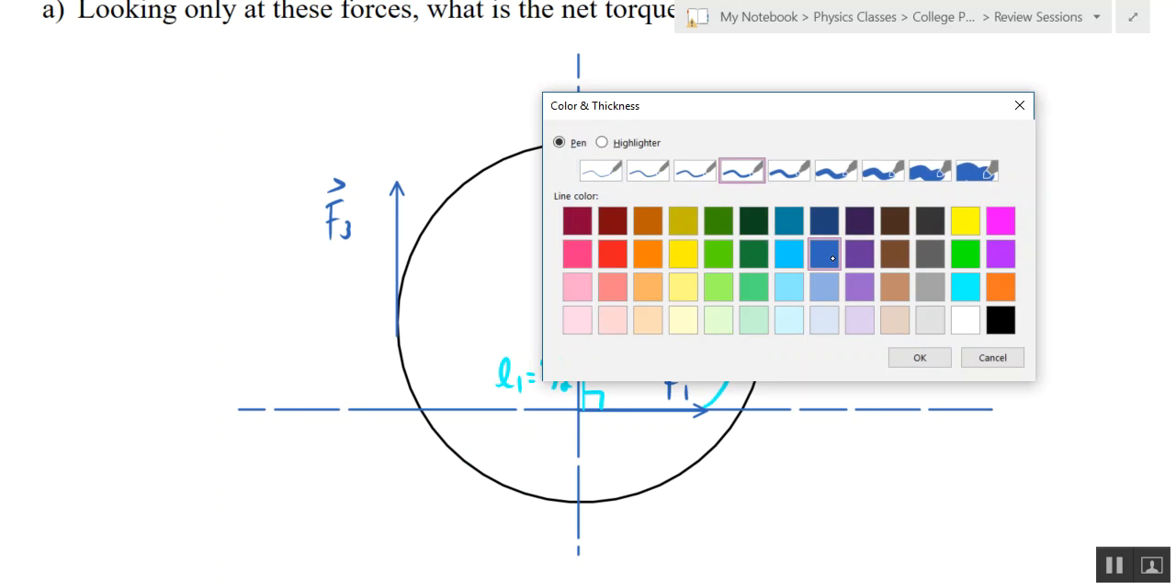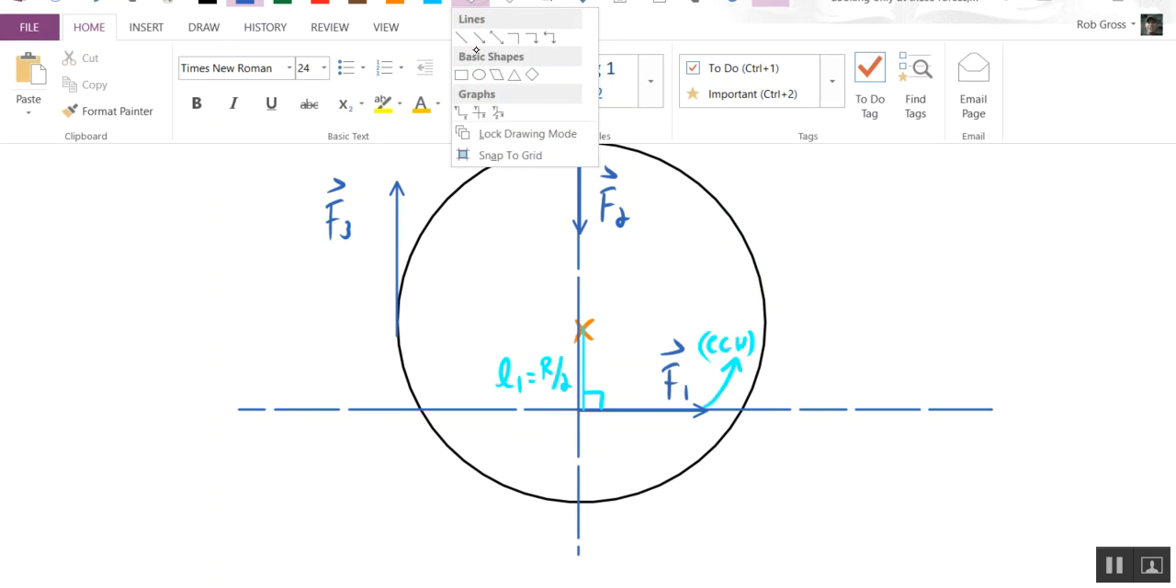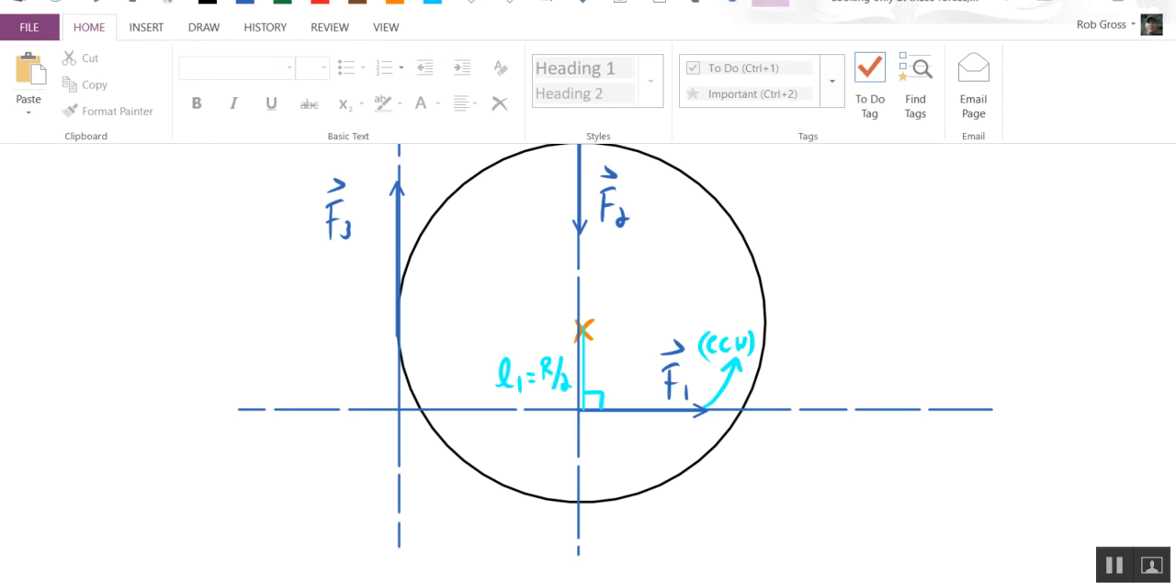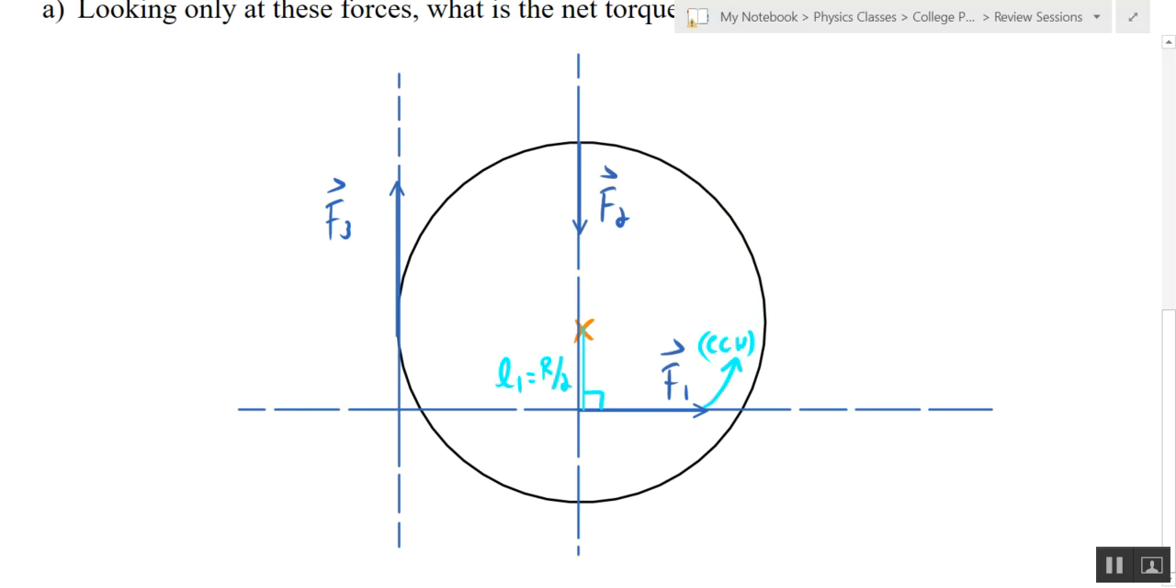And then you have to do the same thing for force 3. So you have to draw your line of action, and that's pretty good. Okay, so this is your line of action for force 3, and then you draw a line from your axis that is perpendicular to the line of action. What is that equal to? The radius, right? And this makes it go like this, which is clockwise, so it will be negative.